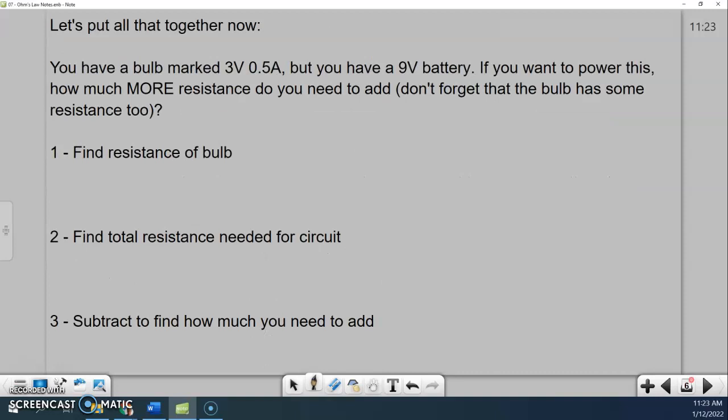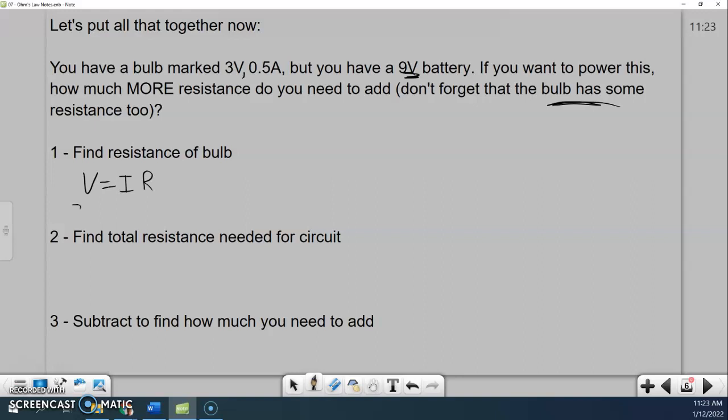Alright, so I need 18 ohms of resistance. Cool. Let's put that all together. You have a bulb marked 3 volts, 0.5 amps. That's what the bulb likes. But you've got a 9-volt battery. If you want to power this up, how much more resistance do you have to add? Don't forget, the bulb has some resistance already, to make sure you don't blow up your bulb. So first, what is the resistance of the bulb?